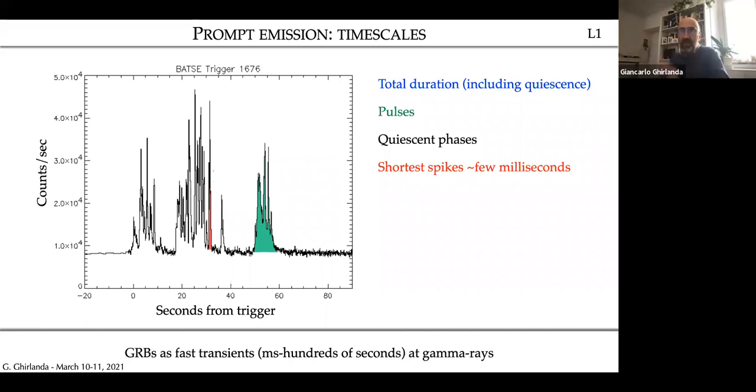You can recognize immediately the total duration of the event, which is about 60 seconds. You can see that there are different pulses which are separated by quiescent phases. And you can probably see that there is also a very short variability of the emission, which is characterized by these short spikes, which can be, in general, with a duration of a few milliseconds, a few tenths of milliseconds.